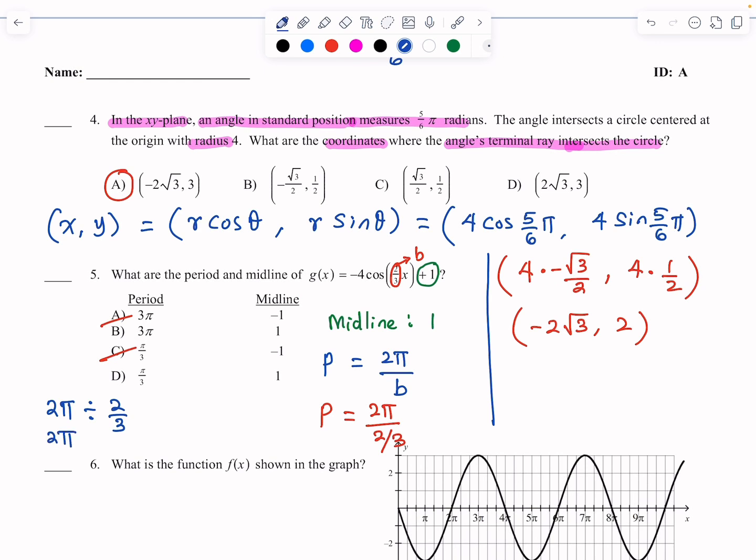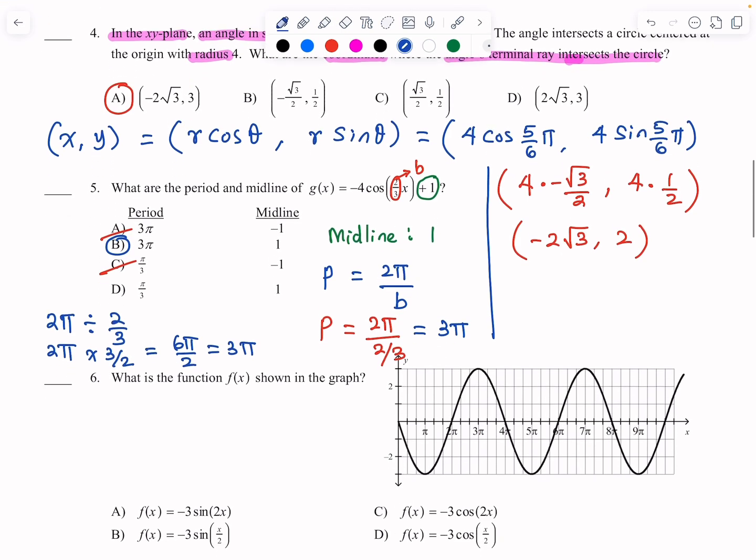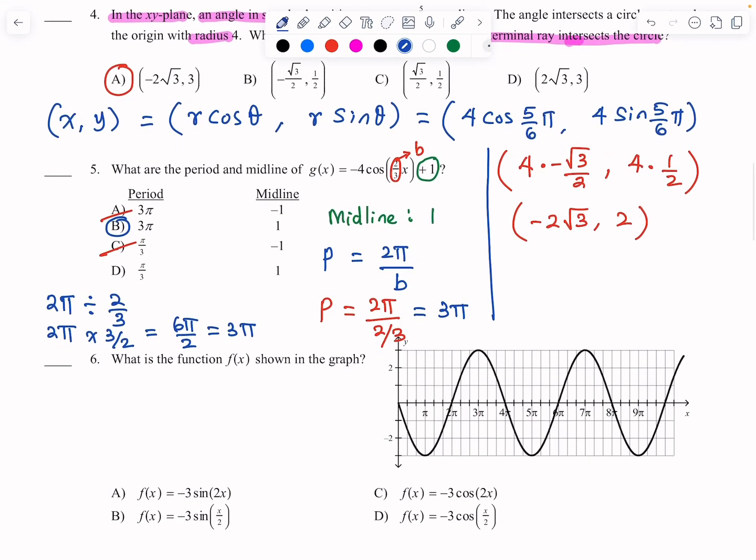So if you keep the first, 2 pi, and then you change division to multiplication, and then you flip the second fraction, what are you going to get when you multiply? This one is going to be 6 pi over 2, and at the end it's going to give me 3 pi. So my period is 3 pi. And what option is that? That's option B.